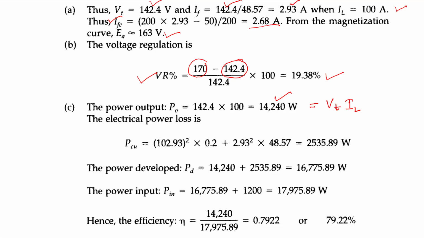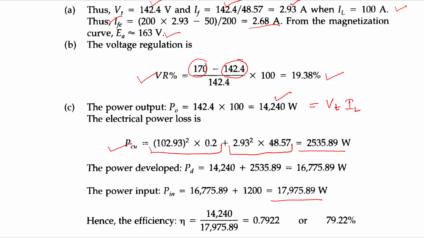Then we need to find the losses. So already the rotational loss is given. We need to find the copper loss. So copper loss we have to find by just multiplying the current square into resistance. The resistance values are given here, right? So in the armature circuit we have this much of copper loss. In the field winding this much of copper loss, right? So now we'll find the net copper loss, and then we can find P in just by adding all the losses to the output, and this is your P input.